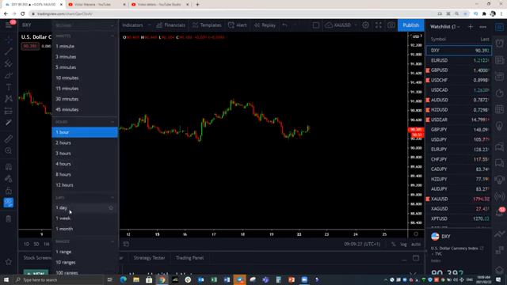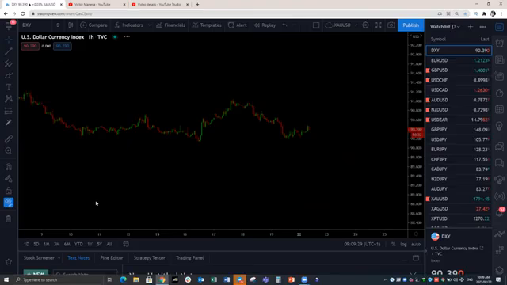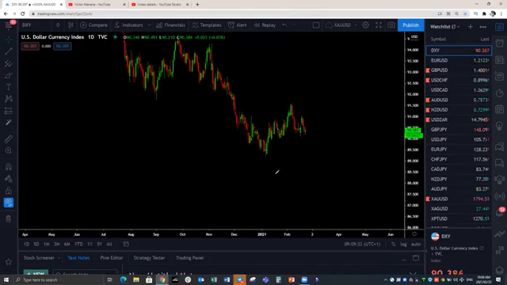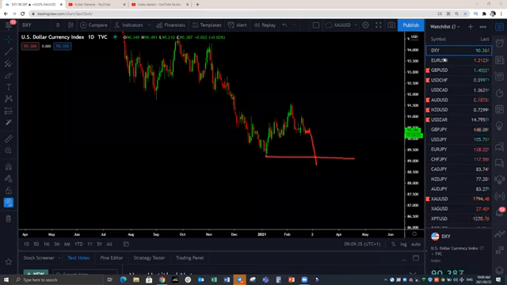How far will it go? Let's have a look. On the daily, so we're expecting the DXY to at least push back down to around this level, around the 89 level. So we expect this to continue lower. Right, so the DXY is the inverse of what's happening on the euro.